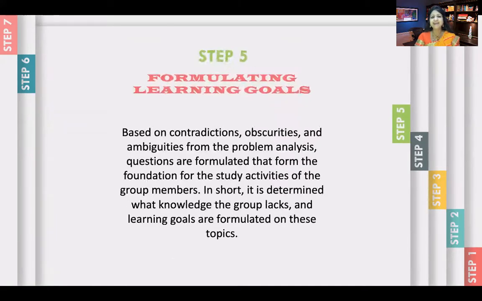Now, step number 5 is formulating learning goals. Based on contradictions, obscurities, and ambiguities from the problem analysis, questions are formulated that form the foundation for the study activities of the group members. In short, it is determined what knowledge the group lacks, and learning goals are formulated on those topics. So the students may not have all the tools and skills required to resolve the problem. So they sit and analyze and formulate the learning goals.